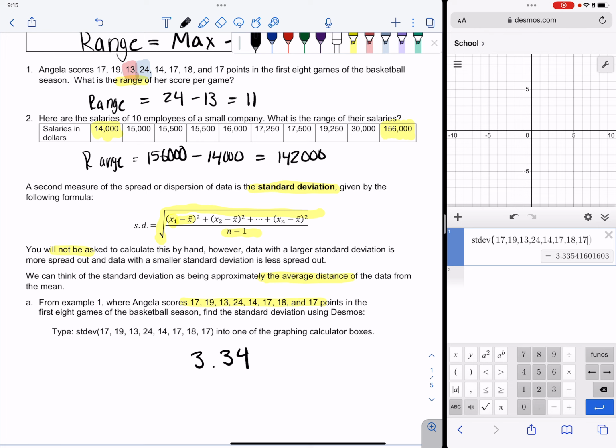So that means when we found our mean of this last week in 8.1, now we can say that our average data points are about 3.34 away from the mean. That's how far away the average data value is from that mean.